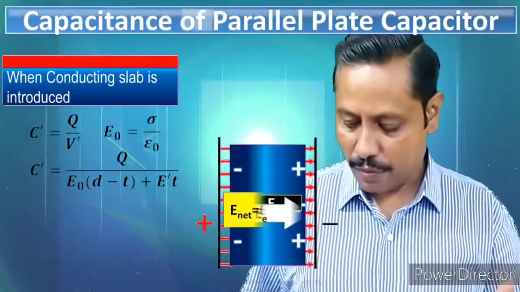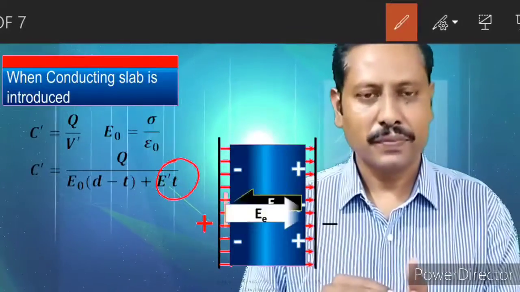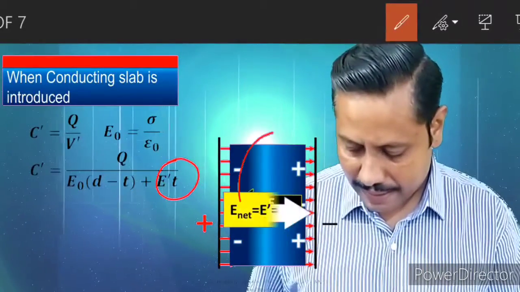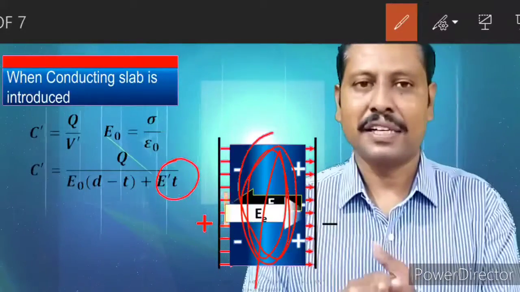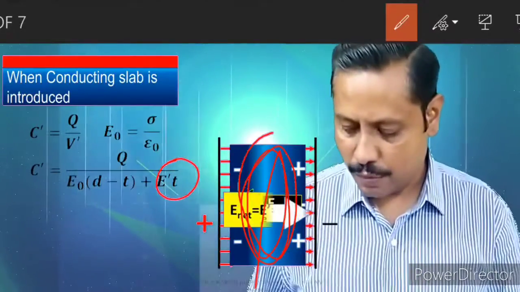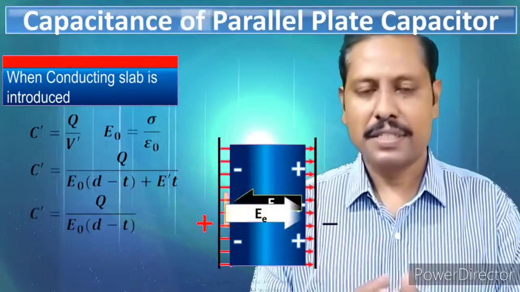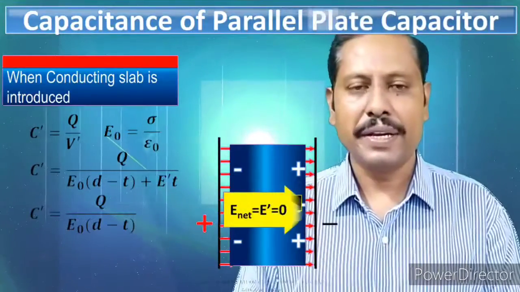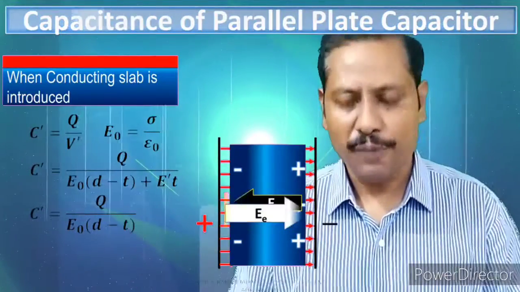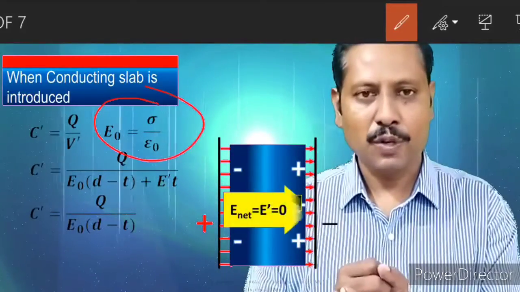But what about E dash here? E dash is 0, so inside this the potential is 0. We can assume it like that. So what will happen now? This equation simply turns into C dash equals Q upon E0 into (D minus T). Now put the value of E0. What is E0 here? E0 is sigma upon epsilon 0.